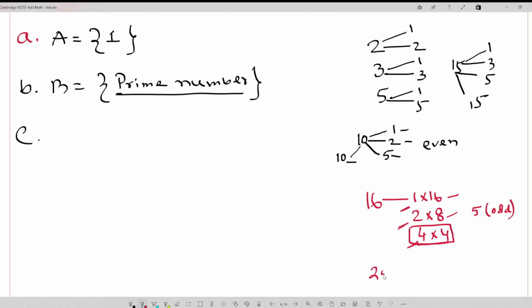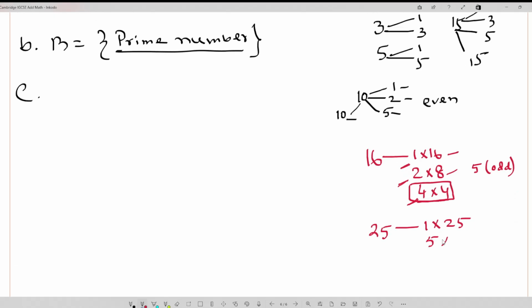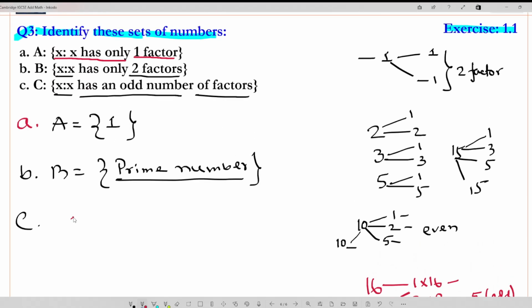So how about 25? 1 times 25, right? Then 5 times 5. So again 1, 2, 3. 3 is also odd. It means it's a very interesting thing. C is a set that has an odd number of factors. It's a perfect square, right? A perfect square will have a repeated number.